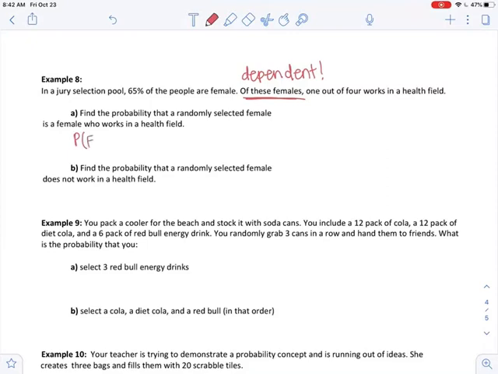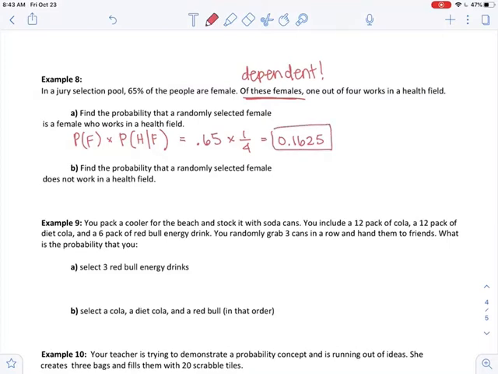So our probability of female times our probability of female in the health field. So remember, our probability of female is 65%. And then our probability of female in the health field, all right, remember that's 1 out of 4, so we're going to multiply 0.65 times 1/4. We multiply these two together, and we have 0.162. Or we could do 0.163 because we're rounding.